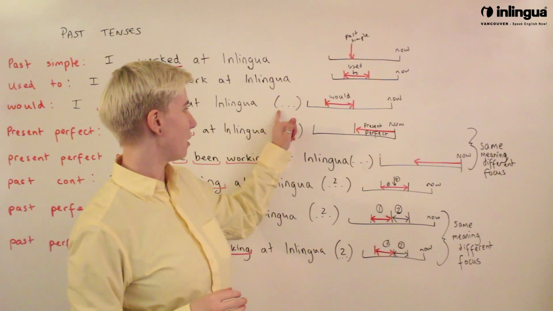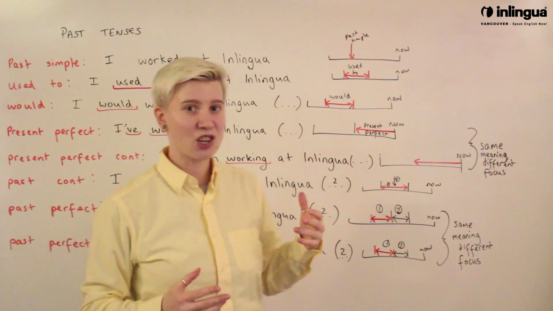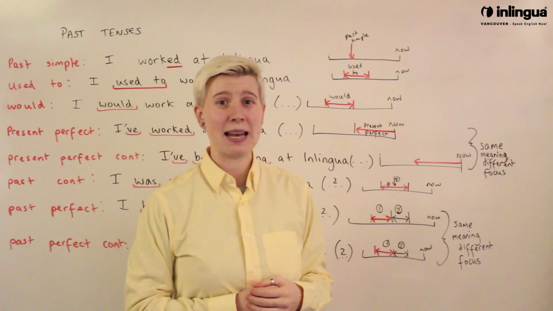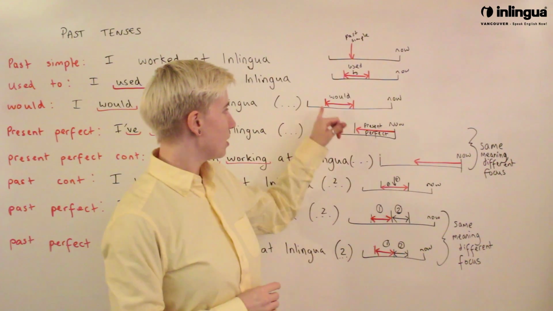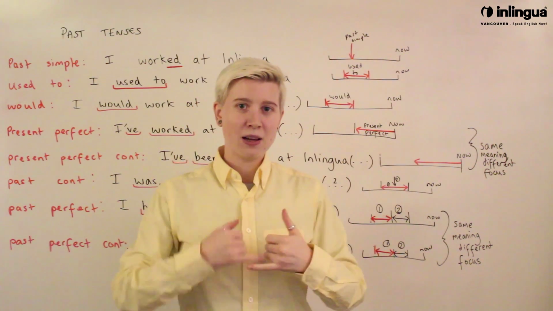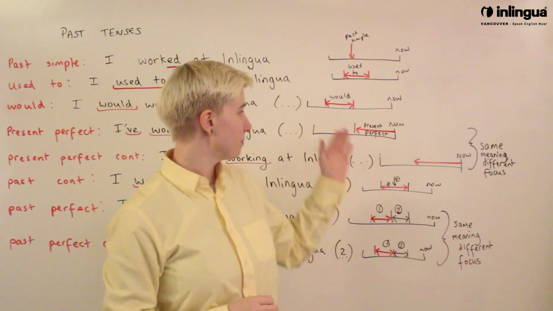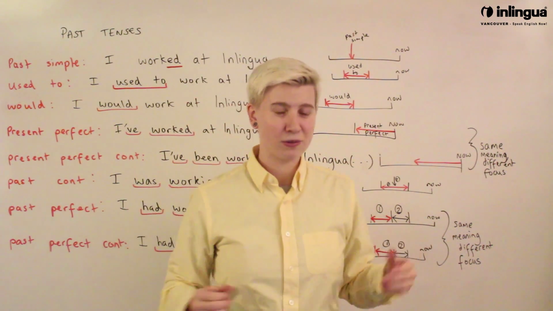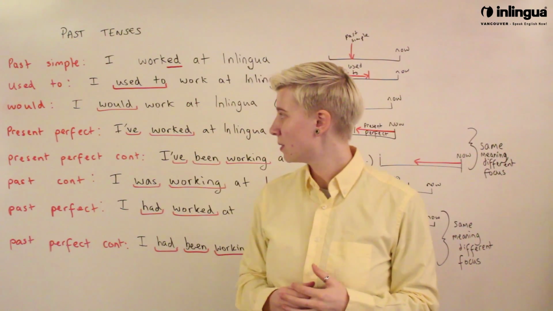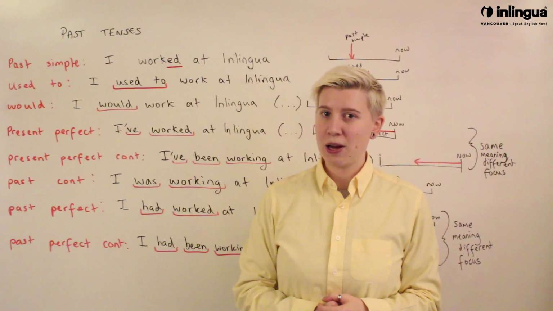So over here you can see I've got ... That's to show that usually this sentence would be extended to give more information. Timeline is the same. Okay? Regular situation in the past. I would work at Inlingua when I lived in Canada, for example. I would.